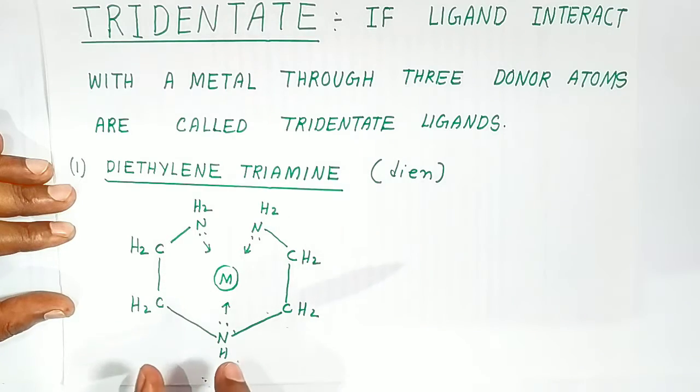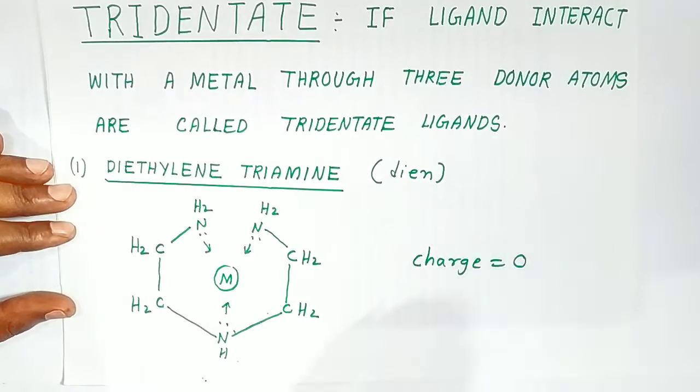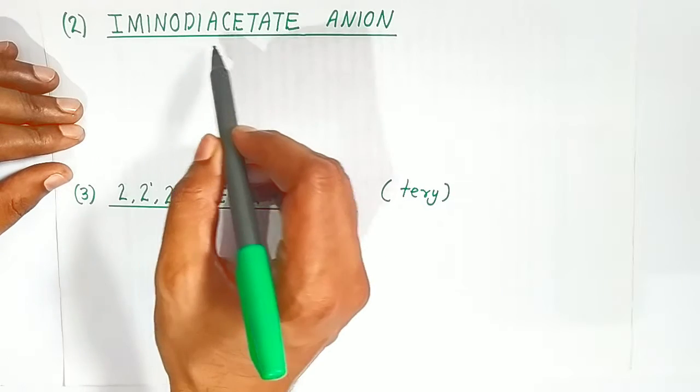That is why it is called tridentate. When you see the charge, students, there is no charge. The charge is 0. So that means this tridentate ligand is a neutral ligand. Now students, we are going to the second example, which is called the iminodiacetate anion.